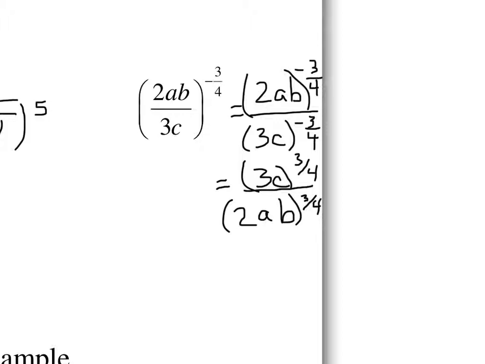Now I want you to compare that to the original problem. Look at that. We had 2ab over 3c, and now we have 3c over 2ab. That's why some people think of negative exponents, fractions raised to negative exponents.